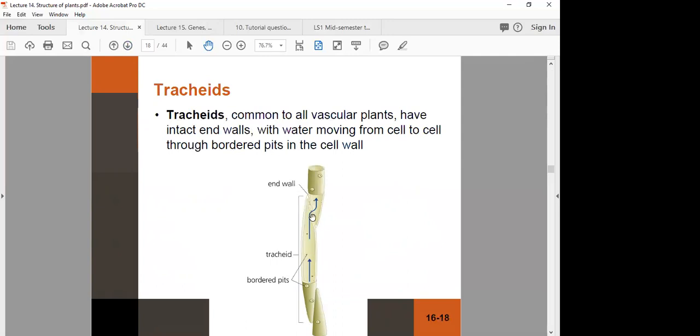So let's have a look at that. Here's one tracheid here. So they're fully enclosed cells, but part of it's cut away here. And here are the bordered pits. There's one little bordered pit there and one there. And here are some more bordered pits showing the movement of water from one tracheid to the next.